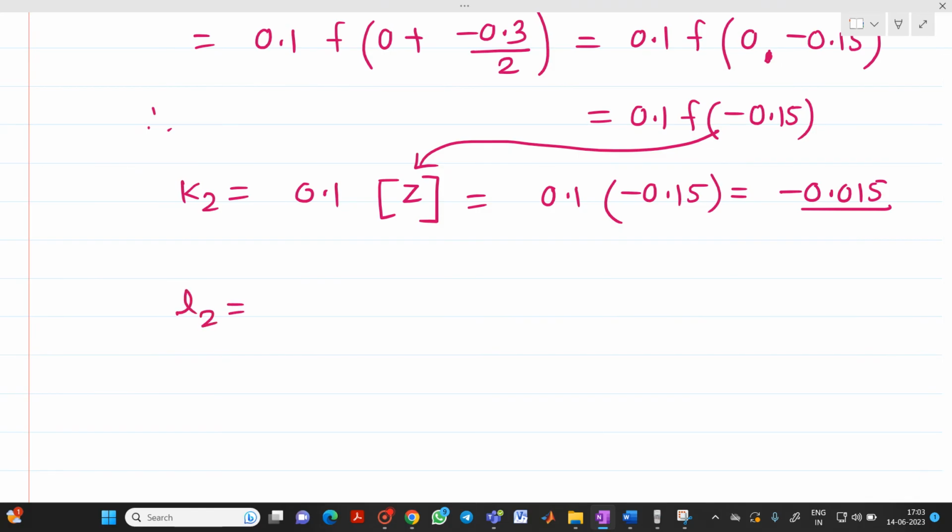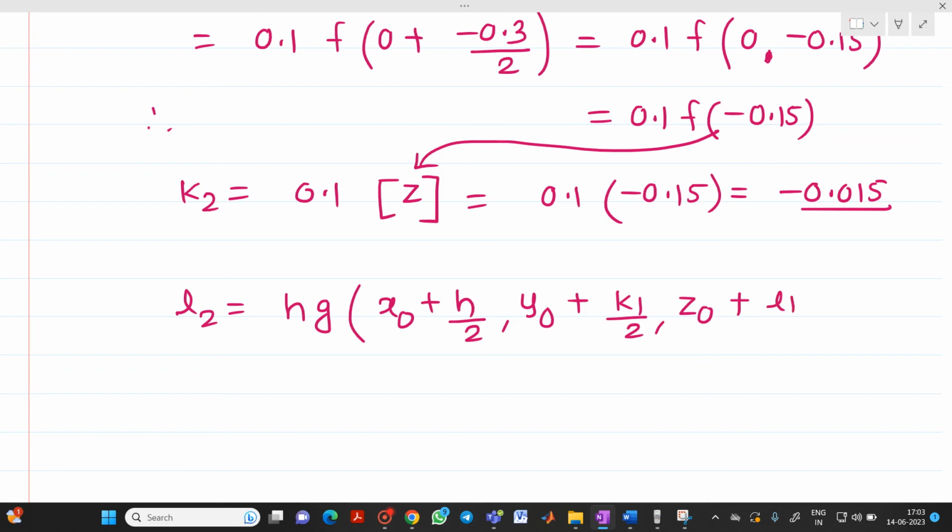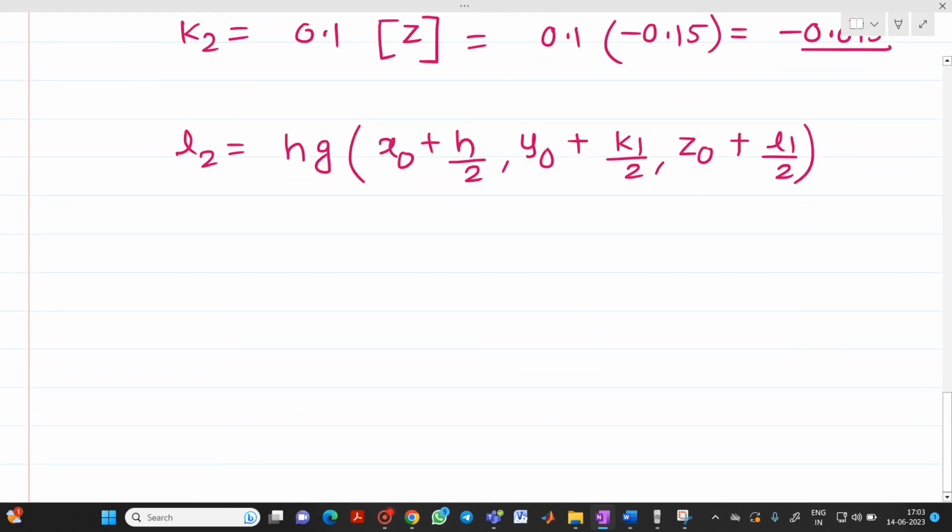Similarly, we have to find L2 here. So what is the formula of L2? It is h into g of x0 plus h by 2, y0 plus k1 by 2, z0 plus L1 by 2. Now what is g of x comma y comma z? Already we have seen that g of x comma y comma z is equal to xz minus y. This is your given function, xz minus y.